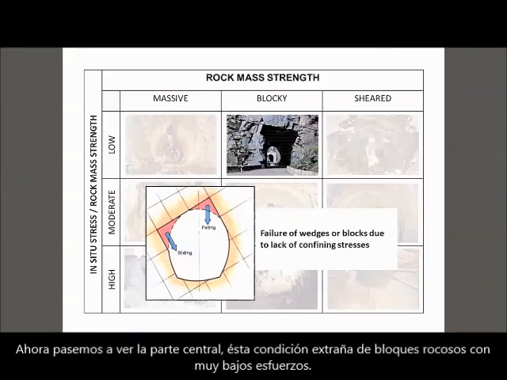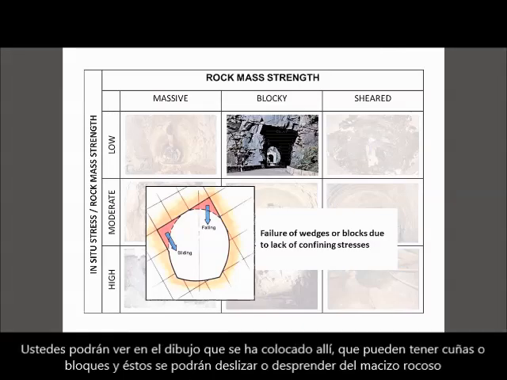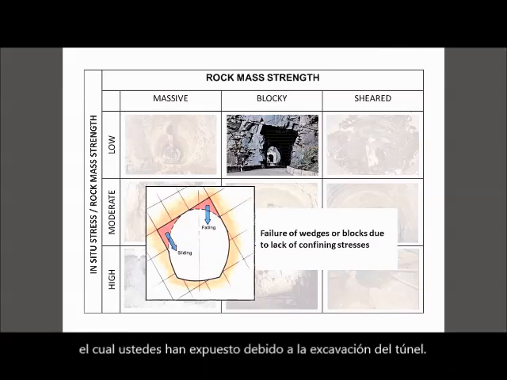And then we come to this oddball right in the middle there of blocky rock at very low stresses. And you'll see in the sketch included there that you can have wedges or blocks either sliding or falling out of the rock mass, which you've exposed by your excavation of the tunnel.